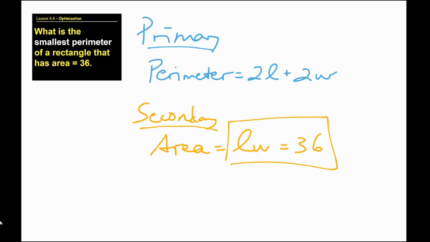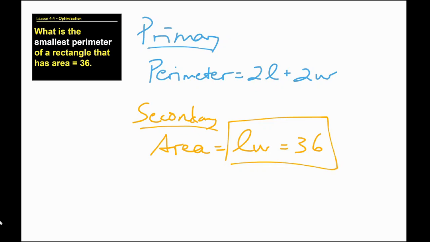In this case, we know what it equals. Okay, so we're going to actually use that number 36. Now remember, the idea here is to optimize this primary equation. That basically means we're going to do the derivative. But who's excited about doing the derivative of 2L plus 2W? Well, we've never learned how to do the derivative with two variables. And so that's what the secondary equation's for.